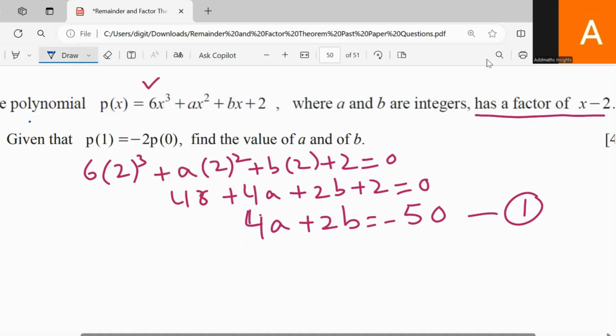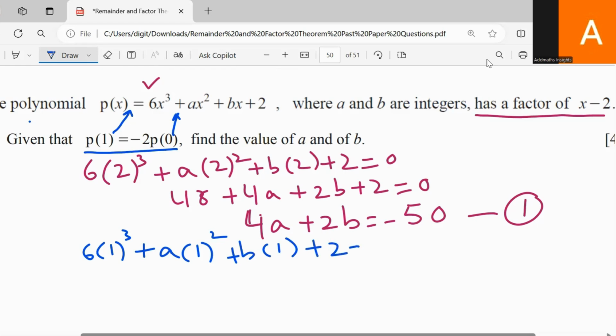Second condition is that p of 1 is equal to minus 2 p of 0. Now you will substitute 1 in this equation and then 0 and connect them. So you will write here 6 into 1 cubed plus a into 1 squared plus b into 1 plus 2 is equal to minus 2 times p of 0. When you substitute 0, all the terms involving x become 0. You are left with only this constant 2.